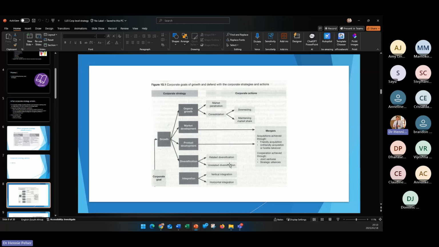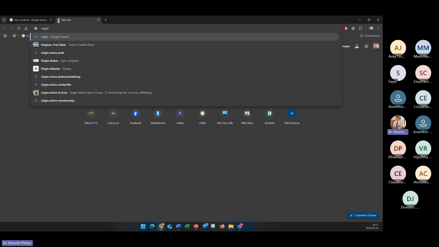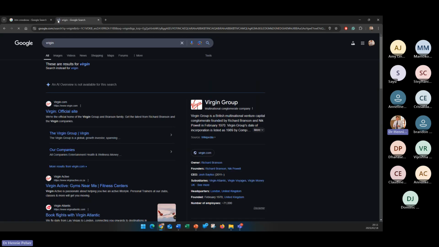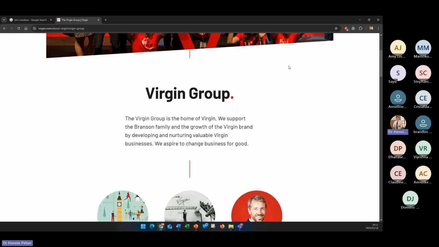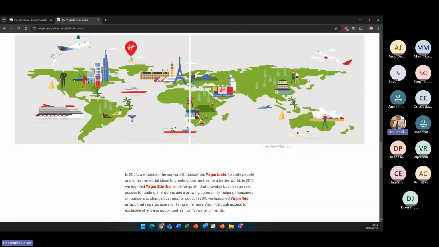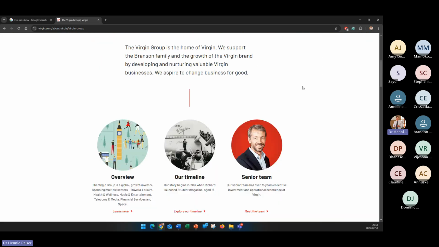So we see that in highly diversified organizations. If we take Virgin, for example, now we know that Virgin started off as obviously a student magazine, and then we had the record store, etc. But if we look at the Virgin Group, I'm hoping that it will give us the full set of its subsidiaries. Okay, now it's telling us, apologies.